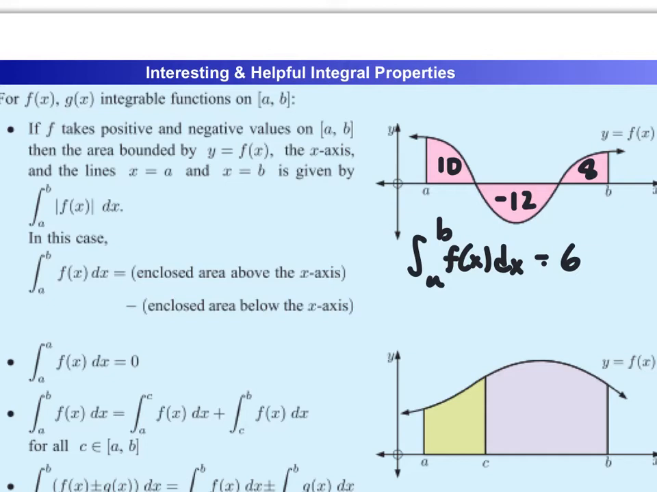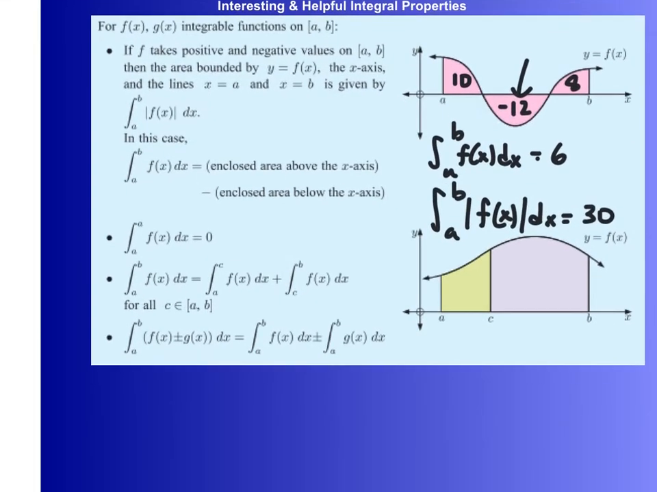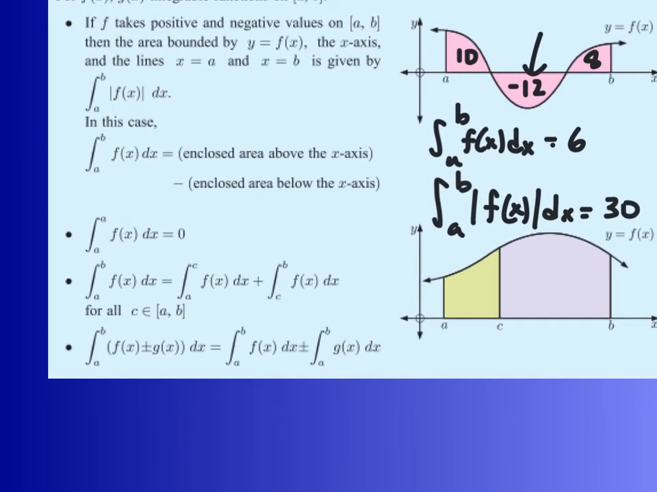When I'm talking about motion, this would be the total displacement. Where does the particle or the object end up after that amount of time? Now, if we wanted to know the total distance traveled, we would take the absolute value, which then changes that negative 12 to a positive 12, which gives us a total distance traveled of 30. So there's some overlapping work going on there. Just a property of integrals to be aware of.